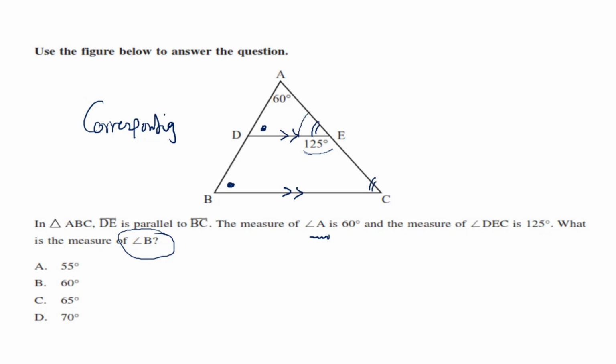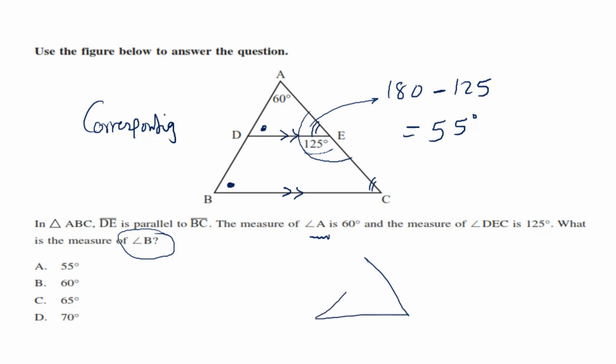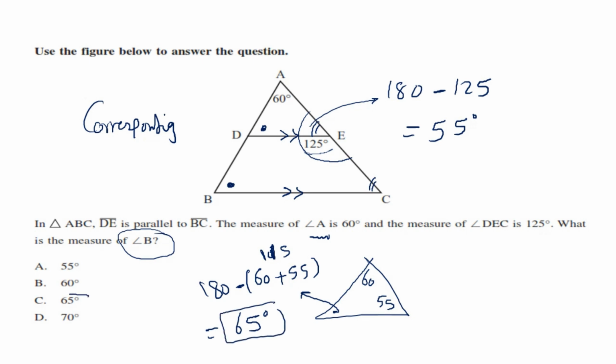So these angles are supplementary. So the measure of angle AED is 180 minus 125, which is 55 degrees. So in the triangle ADE, this angle is 60 and this angle is 55. So the measure of angle ADE is 180 minus the sum of 60 and 55, which is 115. So the measure of the angle is 65. So the answer is C.